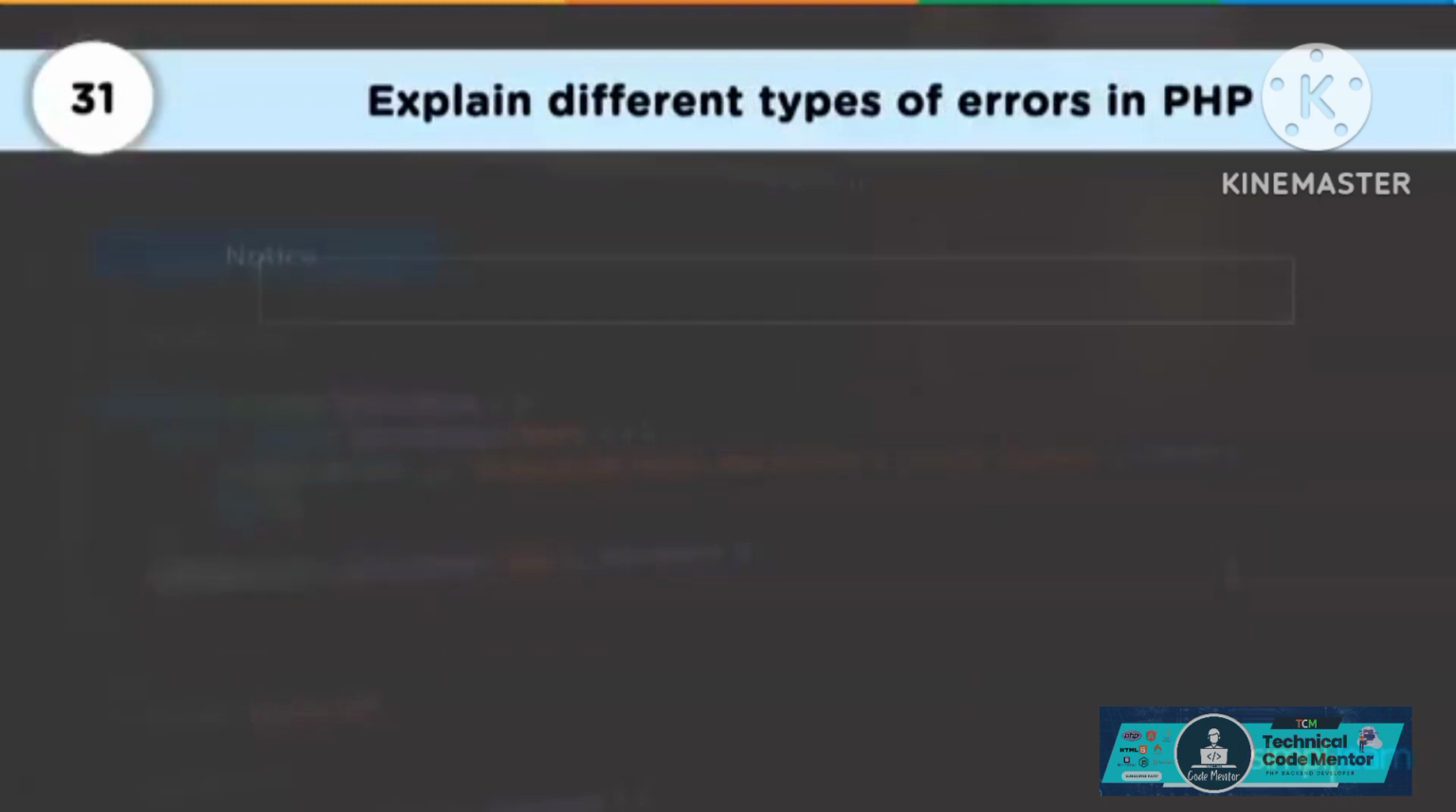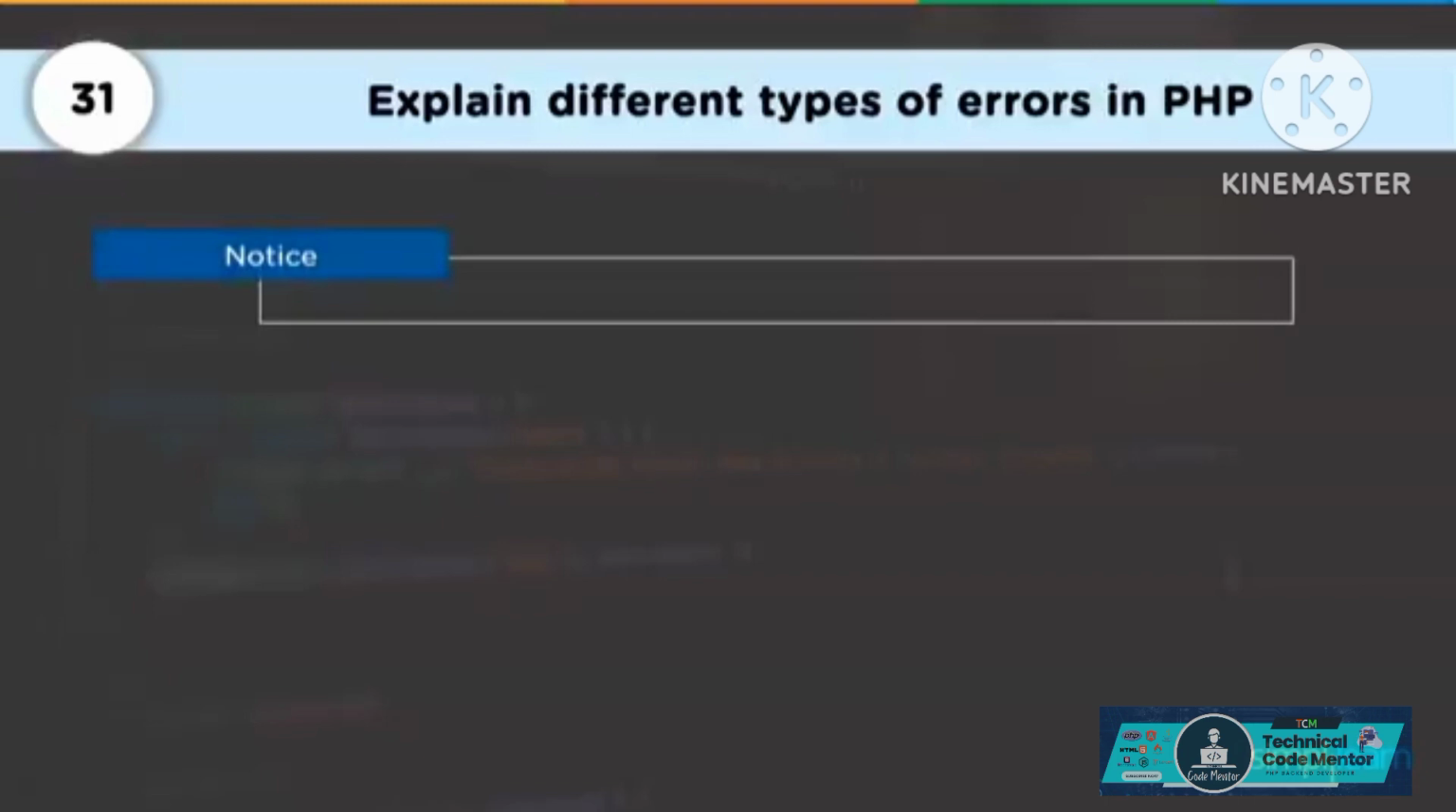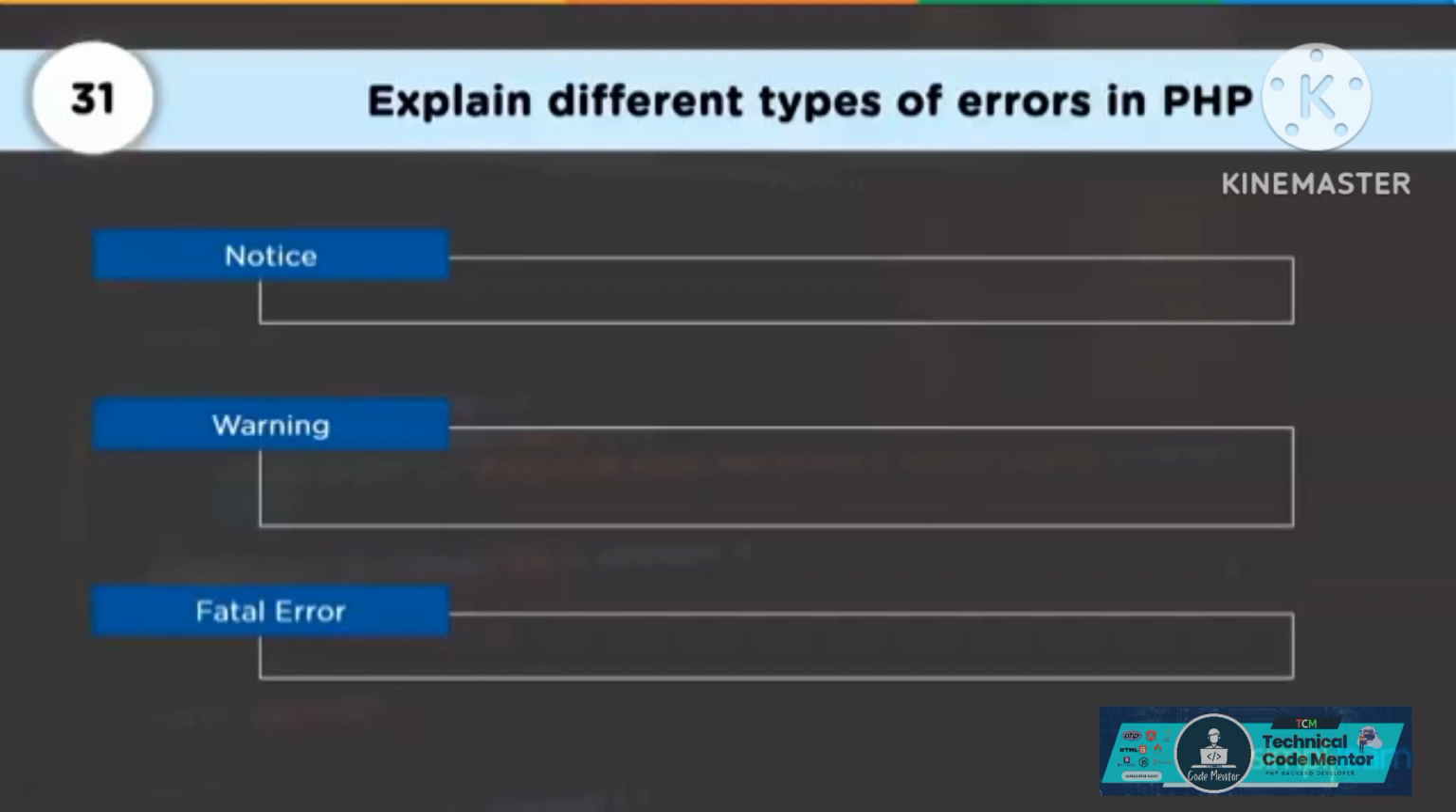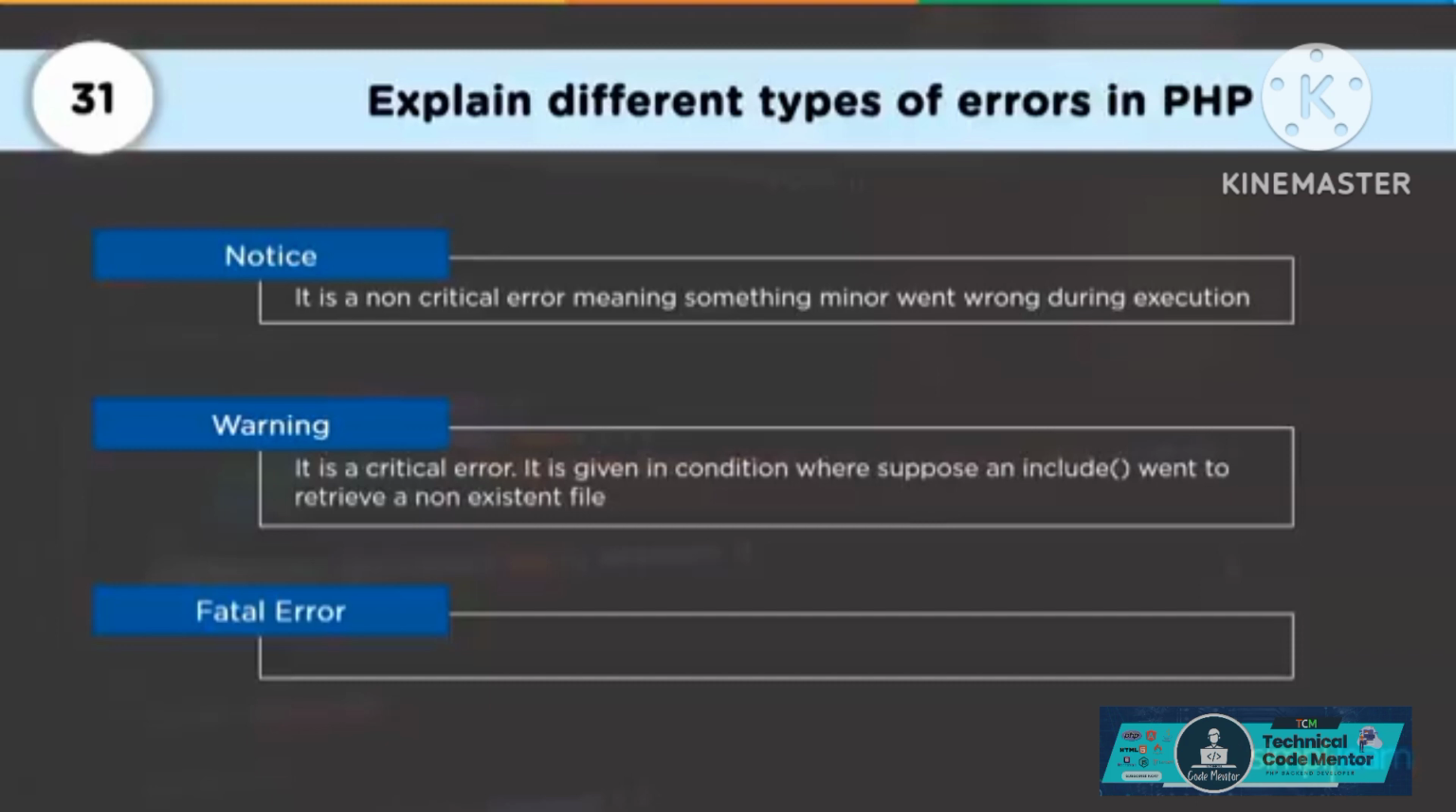Next up, explain different types of errors in PHP. Now PHP consists of mainly three errors: notice, warning, and fatal error. Now notice is a non-critical error, which means that something minor went wrong during execution and a lot of times you just don't pay attention to it. A warning is a critical error.